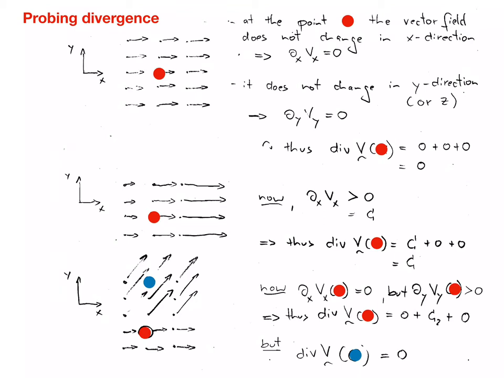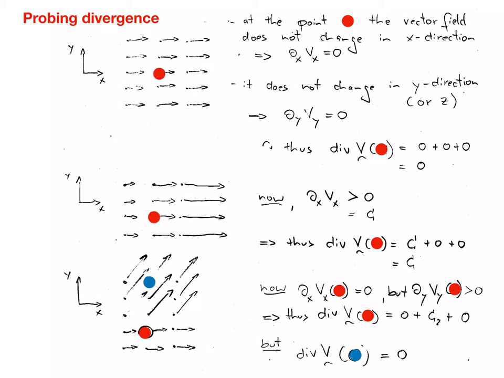In the next example, the vector field is constant in direction but increases in magnitude with x. Since this increase is assumed to be linear, the differentiation of vx with respect to x is constant. The divergence of the vector field at the red point is therefore equal to that constant.